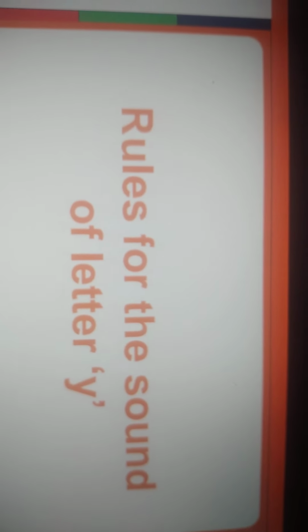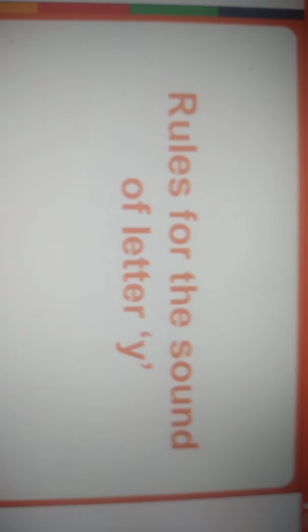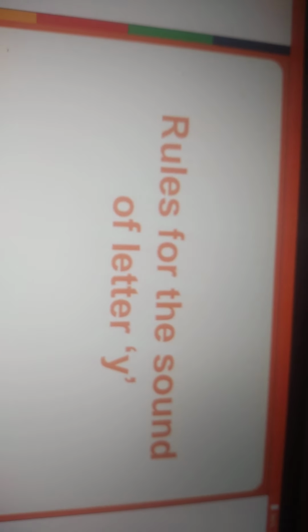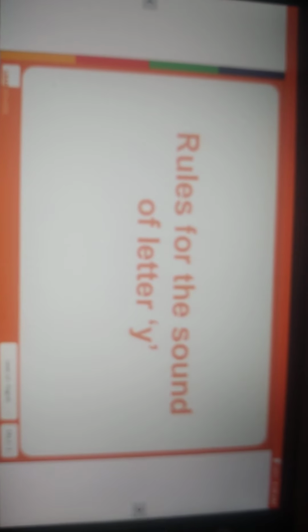Let's see the slide, children. Rules for the sound of letter Y. So, the sound of letter Y, not the letter Y alone, children. The sound of the letter Y. Look at it. What are these different things you can see in the slide, children? Yes, the first one is the color yellow, the second one is yolk, the yellowish part of an egg, and the third one, yoga.